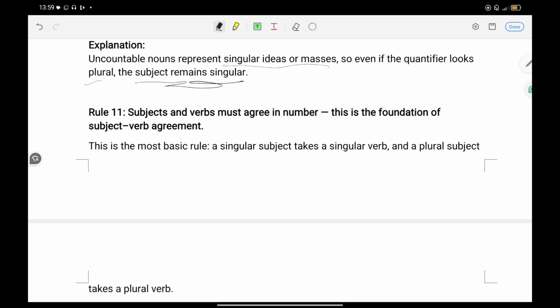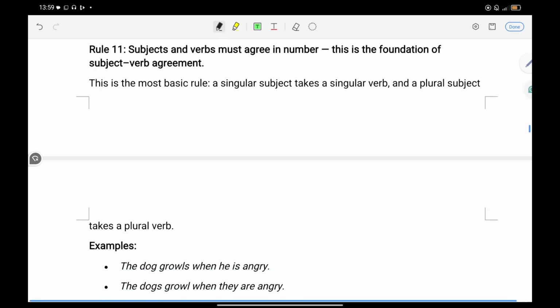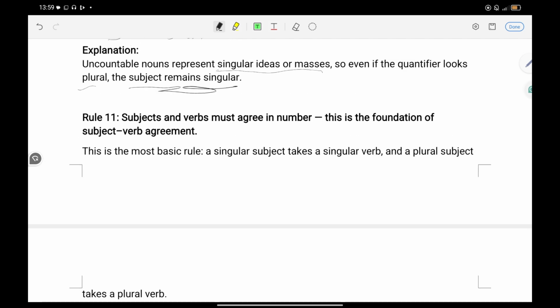Alright? Rule 11. Subjects and verbs must agree in number. This is the foundation of subject-verb agreement. We've said this before. This was rule 1, isn't it?